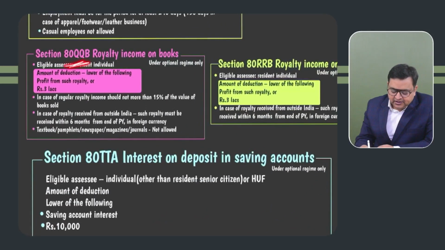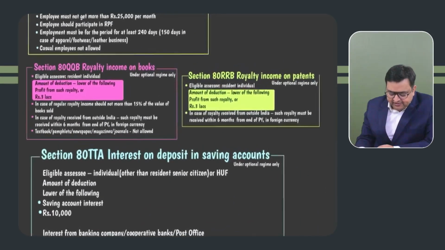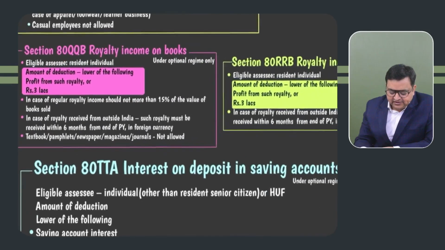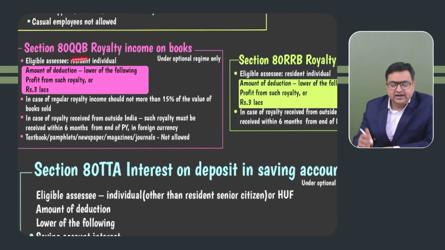80QQB. QQB and RRB are both very, very similar. And only under the optional regime can you get this deduction, not under the default regime. QQB is for a resident individual. If this person is getting royalty on books, see, royalty on books is our PGBP income or IFOS income. Generally, take it as IFOS income. So whatever royalty you receive minus expenses is your IFOS income. Thereafter, if you are following the optional regime, then please give deduction under 80QQB.